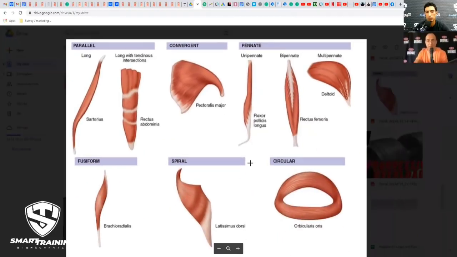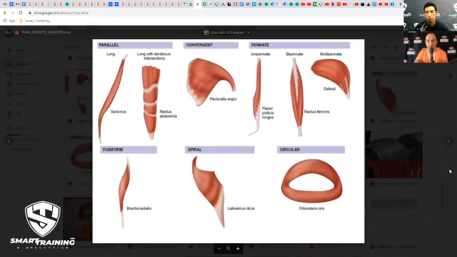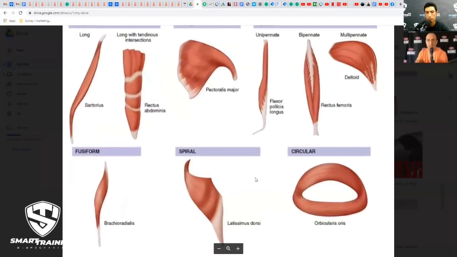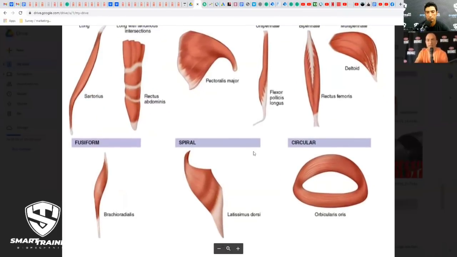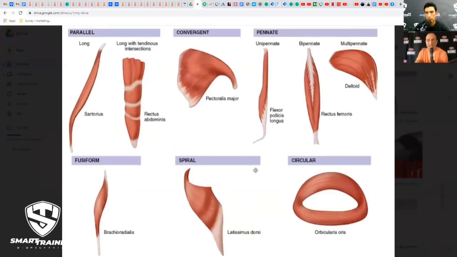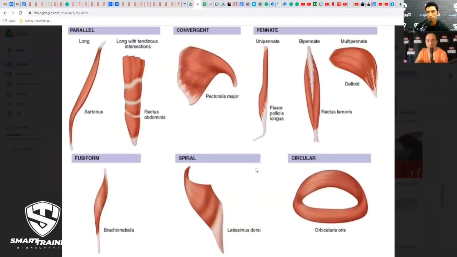So when you're talking about a pennate fiber, you're talking about muscles that run diagonally from origin to insertion. The reason that happens is because you can pack more muscle fibers into a smaller space. Just like when you're parking cars on the street, sometimes you see diagonal parking. You can park more cars diagonally than you can parallel to each other.